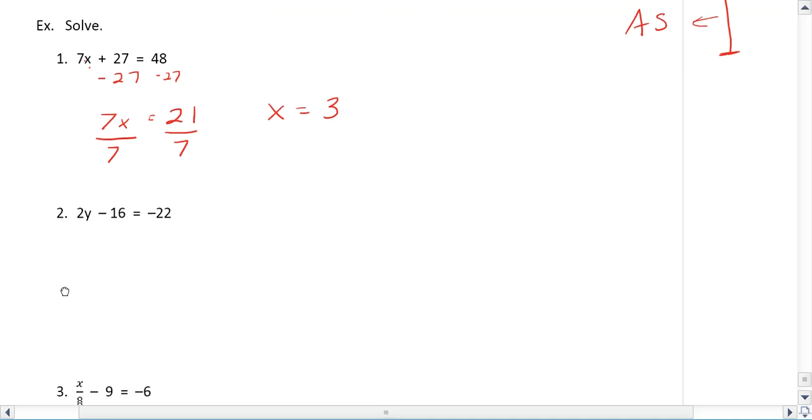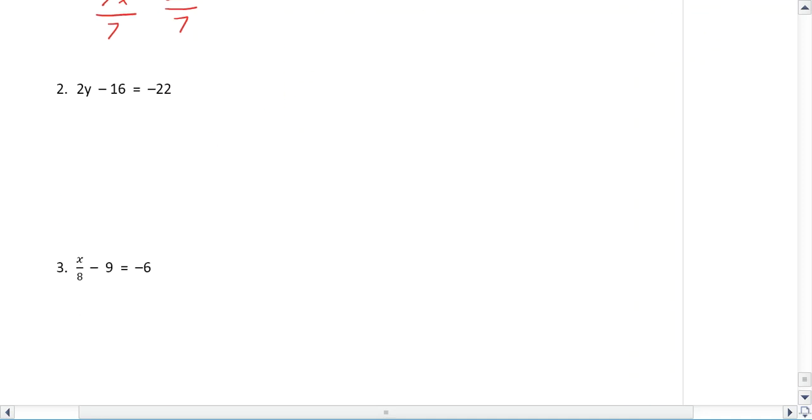The next example, again, I'll go through the thought process. The letter y is being multiplied by 2, and then we're subtracting 16. So PEMDAS backwards, we start by adding 16 to both sides. And we'd get 6. We're multiplying by 2, so we divide by 2 to end up with y is 3.